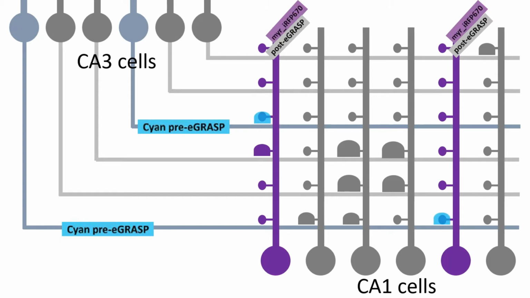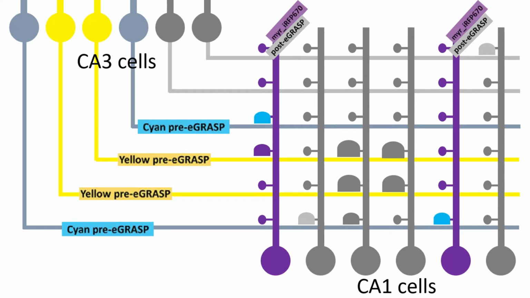The crucial thing to note is that the cyan pre-eGRASP will combine with the post-eGRASP only at the synapses between these two types of cells, thereby causing these synapses to glow cyan in color. This is what the GRASP technique is all about, labeling only those synapses where a pre-eGRASP expressing neuron synapses onto a post-eGRASP expressing neuron. As I will show later, these synapses will show up as small cyan glowing dots in the light micrographs. Now, during the contextual fear conditioning, those CA3 cells that are active will start expressing yellow pre-eGRASP.